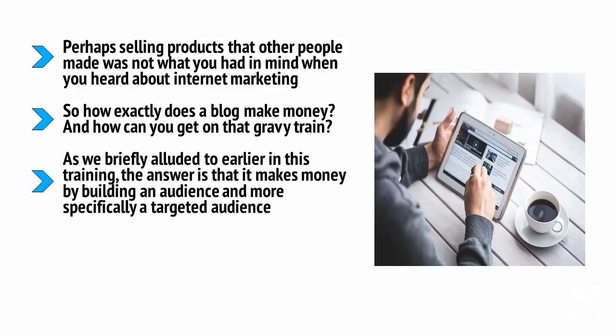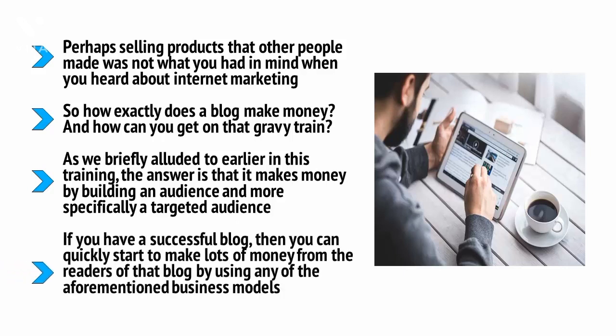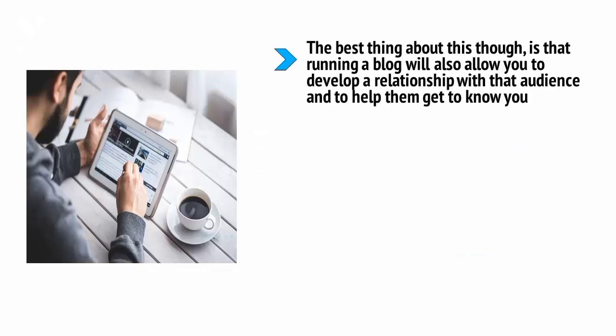As we briefly alluded to earlier in this training, the answer is that it makes money by building an audience, and more specifically, a targeted audience. Hopefully, you're now already seeing all the ways that you can make money from an audience once you have it. If you have a successful blog, then you can quickly start to make lots of money from the readers of the blog by using any of the aforementioned business models. Sell them a PLR product, sell them affiliate products, sell lots of affiliate products, or use it in order to promote a service.